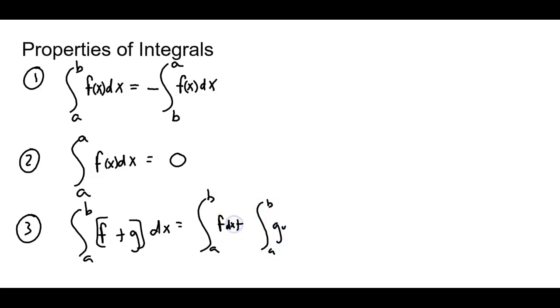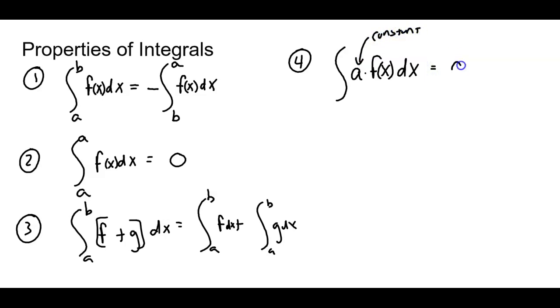Put my dx's in there, I guess. So there's that one. Another property that we have is a constant multiple property. So if you have a function that's being multiplied by a constant, a number, it can't be a variable, it's got to be a number, then you can rewrite that where the constant's just outside of the integral.